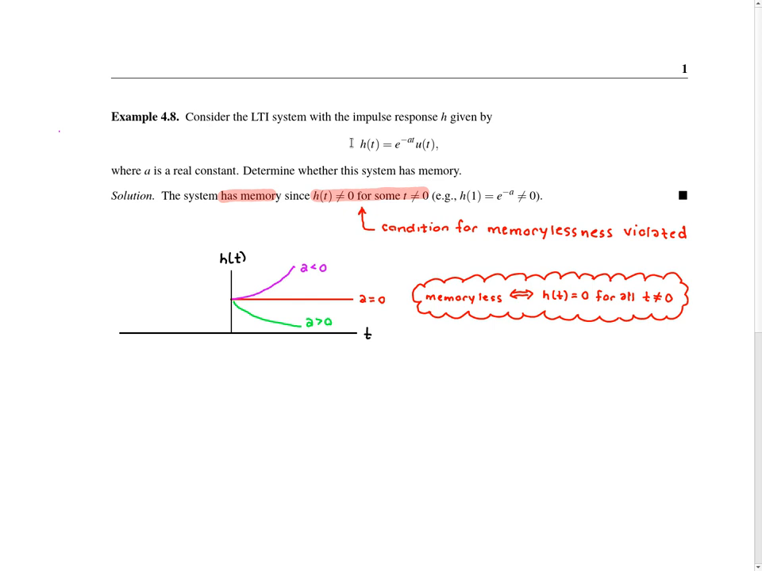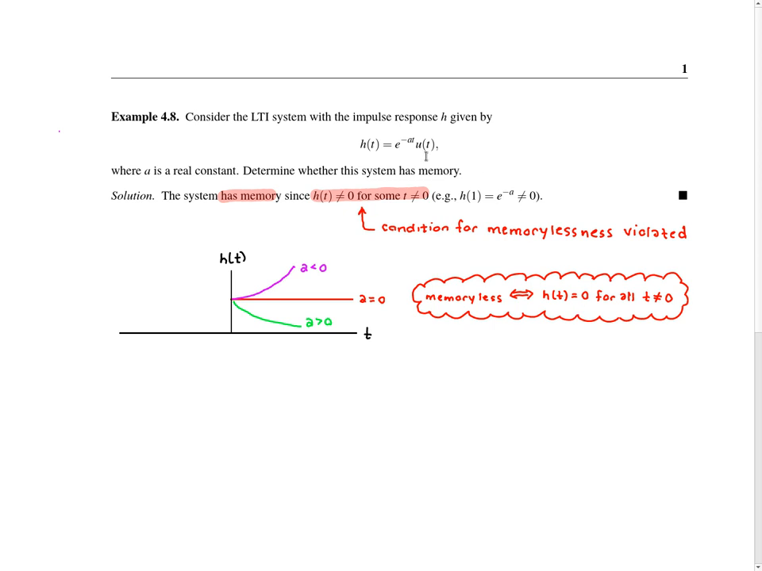Rather than going back to first principles, we're going to use our knowledge that the memoryless property manifests itself in a particular way in terms of the impulse response. In particular, a system is memoryless if and only if the impulse response is 0 everywhere except at the origin. In other words, this condition here is satisfied. So this is how we're going to make the determination of whether the system has memory or not.